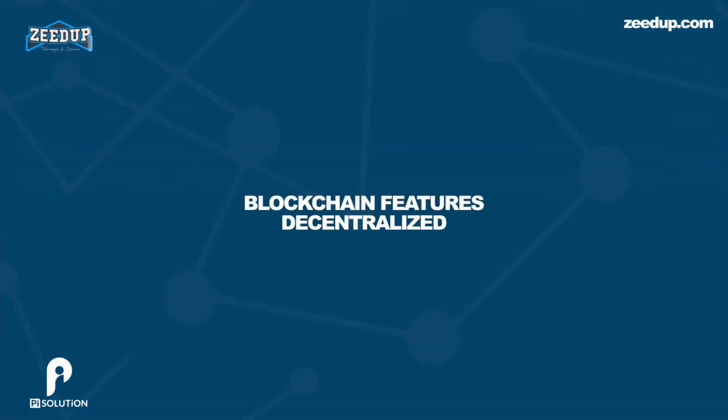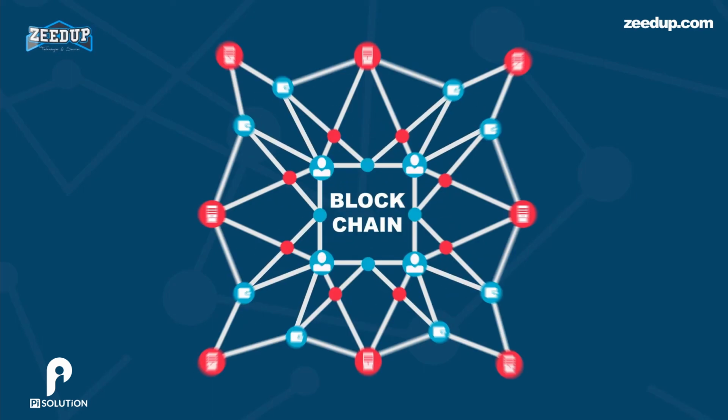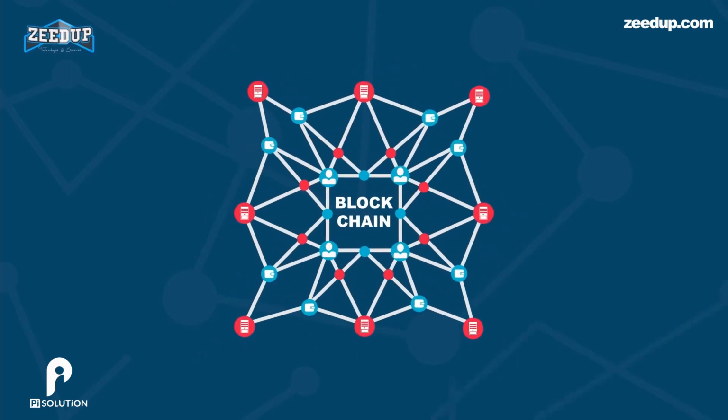Blockchain features. Decentralized. Blockchains are decentralized in nature, meaning that no single person or group holds the authority of the overall network. No one can modify it on his or her own.